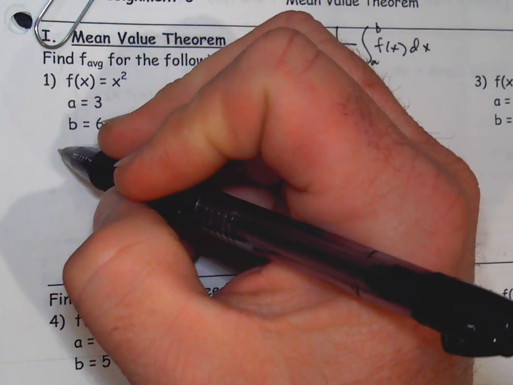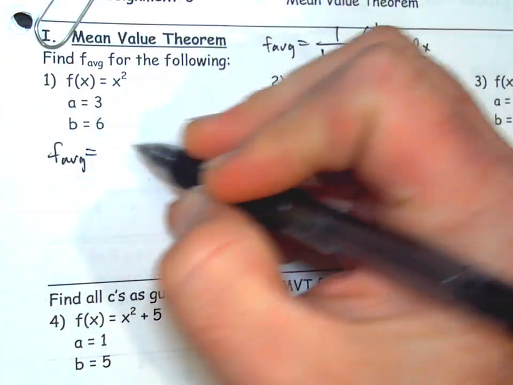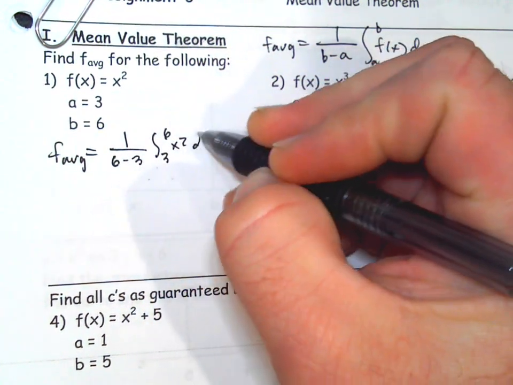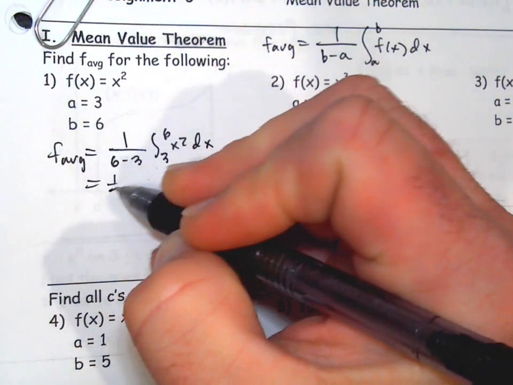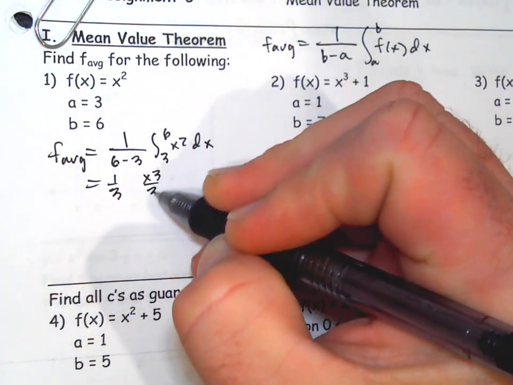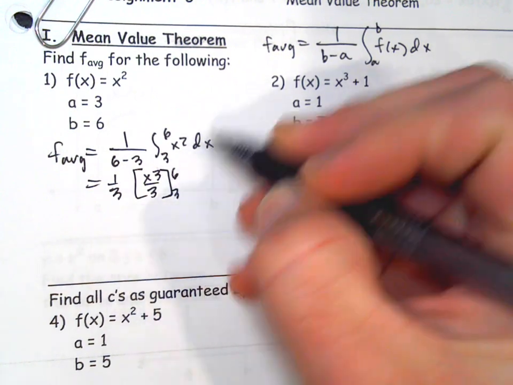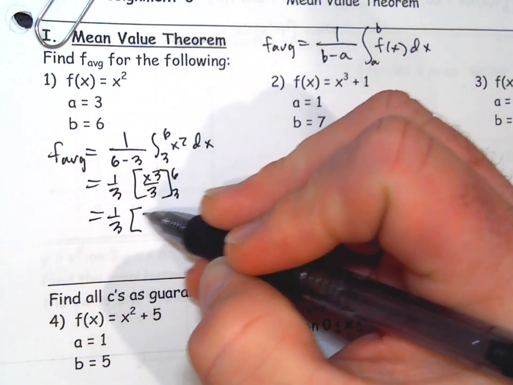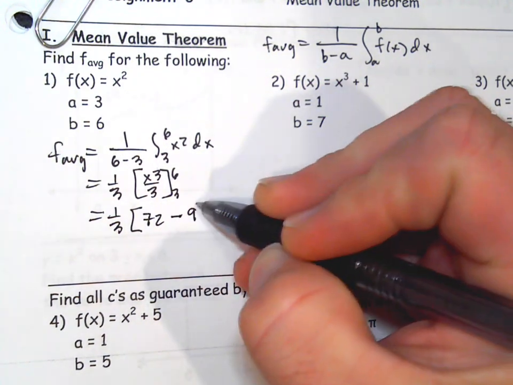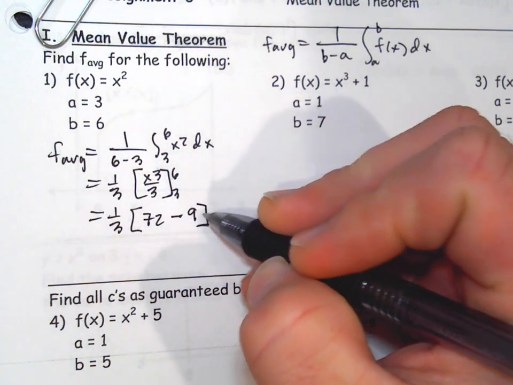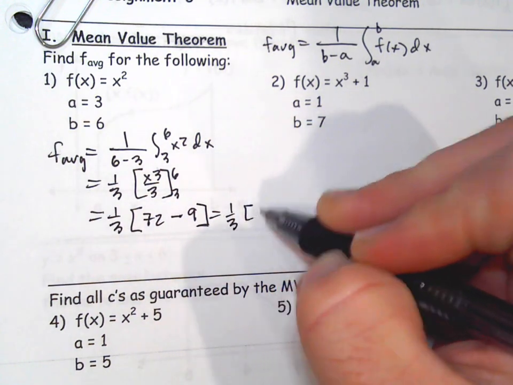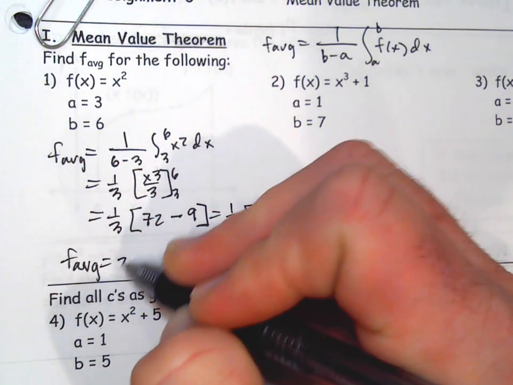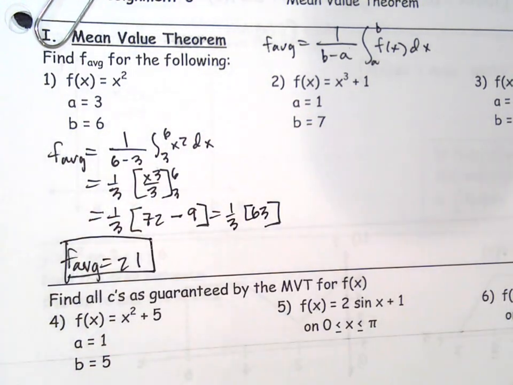So on this first one, F average is going to be 1 over 6 minus 3, integral from 3 to 6 of x squared dx. And so we're going to get 1/3 x cubed over 3, 3 to 6. We're going to plug 6 in. It's going to be 72 minus 3, and it's going to be 9. So that's going to be 1/3 of 63. And that will give us an F average of 21. So that's how we do it.